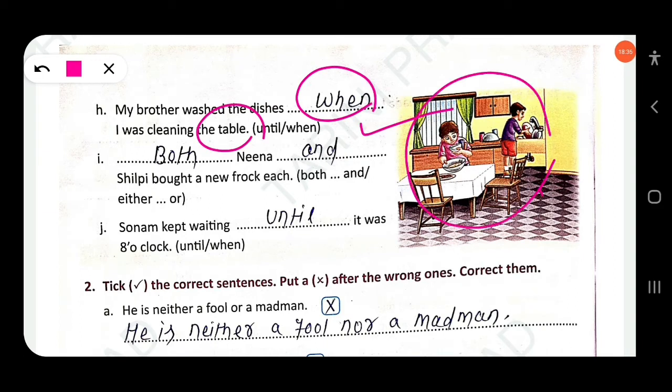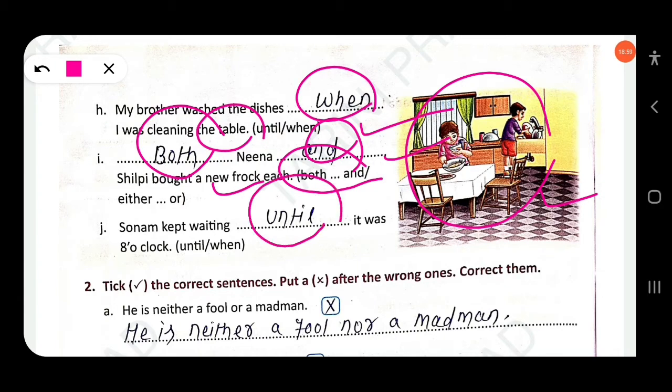Here, look at this picture. Okay, then next, Nina bought a new frock, Silpi bought a new frock. That means both Nina and Silpi bought a new frock each. You have to use here the first one, both and. Sonam kept waiting, here until is used to refer to a particular point of time. Sonam kept waiting until it was 8 o'clock.